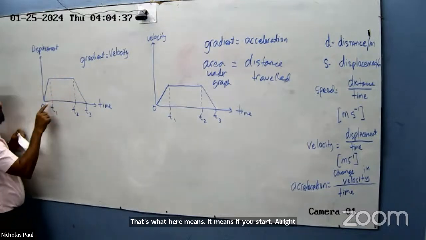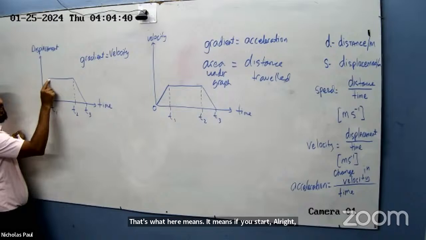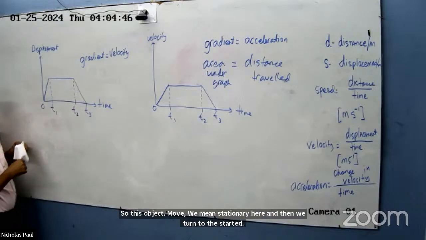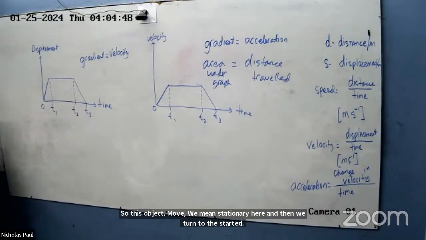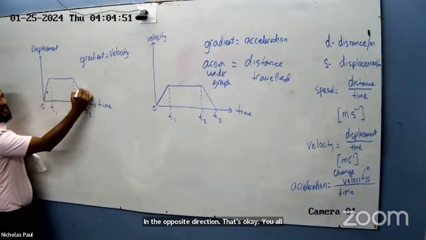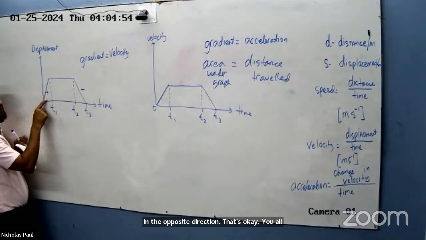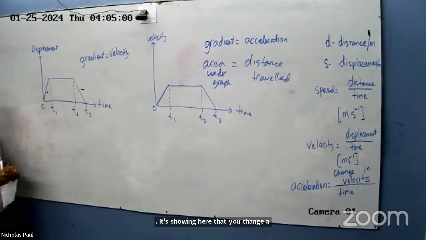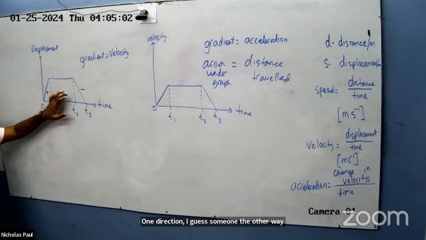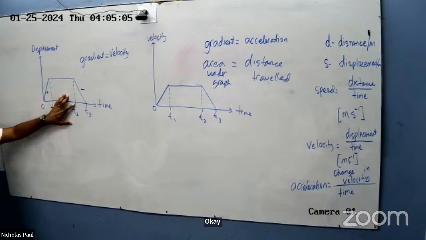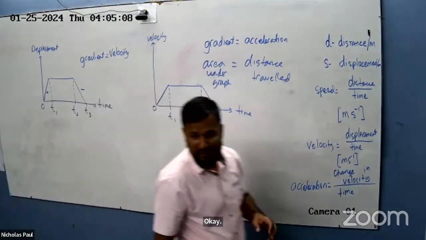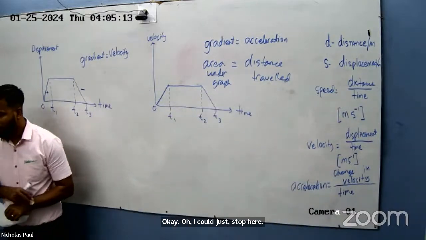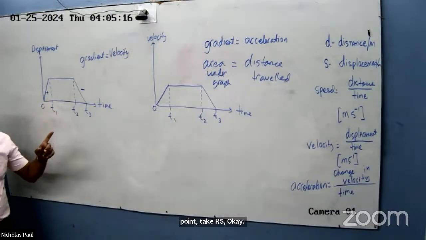So this object moves with a velocity here, remains stationary here, and then returns to the start in the opposite direction. That's okay? You'll recognize here is positive and here is negative, right? So it's showing here that you're changing direction. One direction like this and one the other way. Does this mean you're moving up a hill? No. It can just mean you start here, you went to some point, you take a rest, and then you come back here again. That's okay? That's what this graph here is saying.